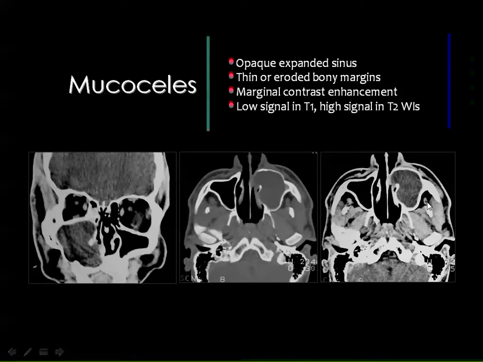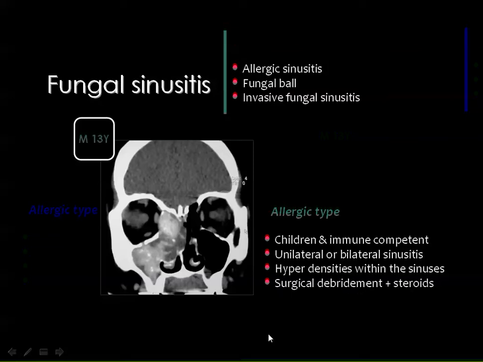This is also a third example, a mucocele of the maxillary antrum. The antrum is expanded, the bony margins are relatively thinned out, and this is classic for mucocele of the antrum.